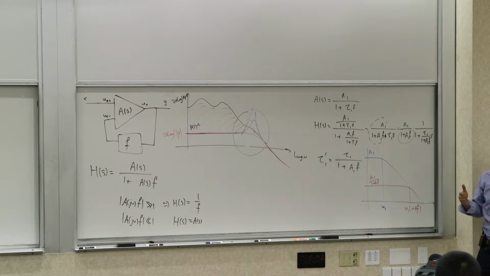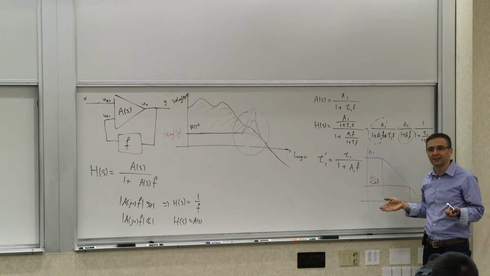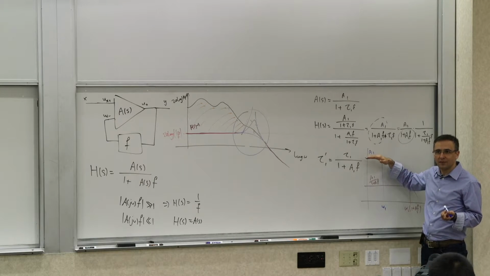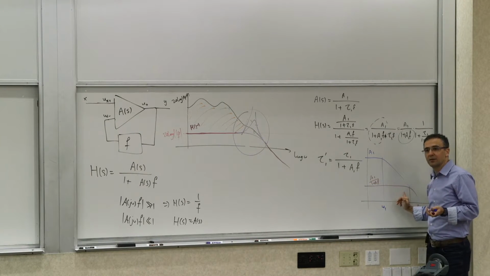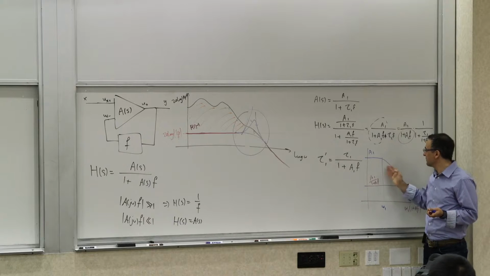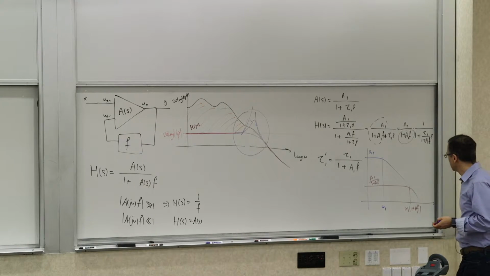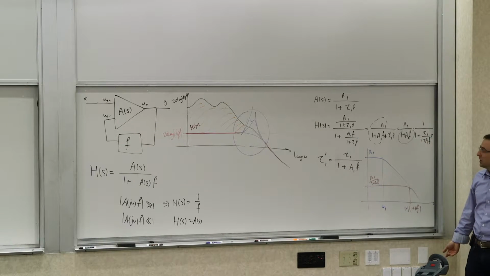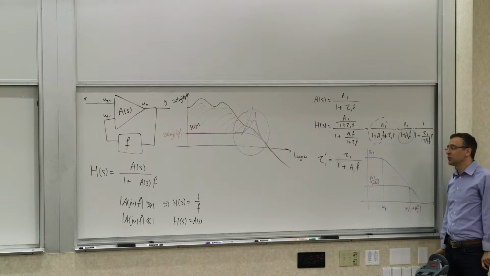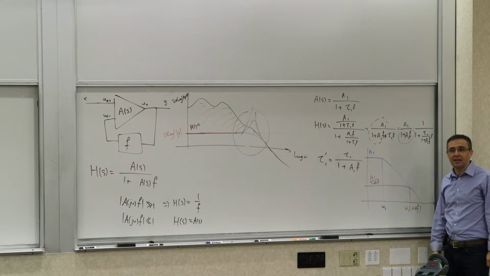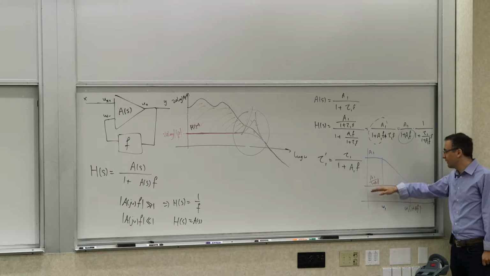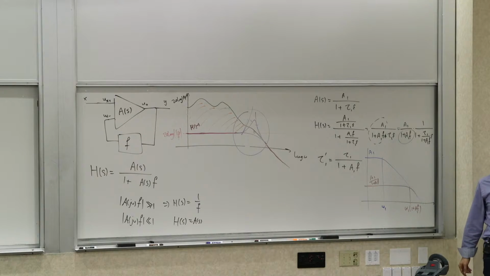So one way to do that trade-off between gain and bandwidth is feedback. You can apply feedback, you get less gain and more bandwidth. And the way you're doing it is basically by killing the gain in the lower frequencies, getting rid of the excess gain. So if you want something that runs faster but doesn't have that much gain, one way to do it is to make something that has a lot of gain and it's kind of slow and apply feedback to it and make it faster but lower gain.